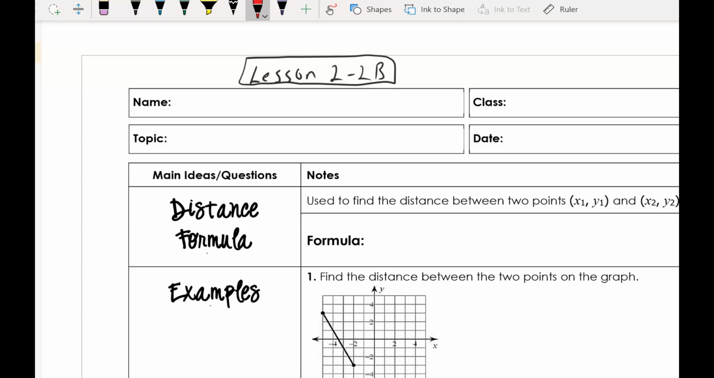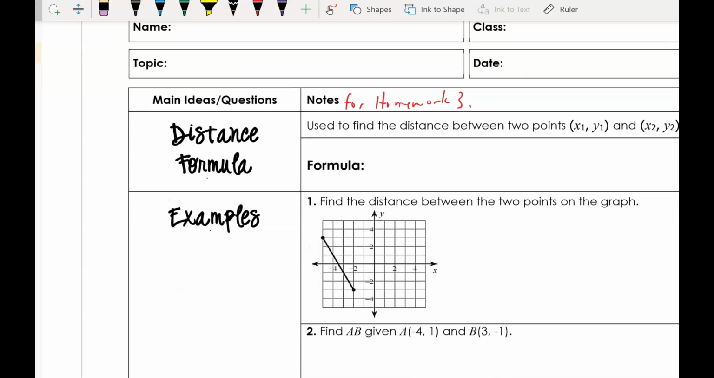This is lesson 2-2b. You should probably write that at the top of your paper. Find this in your weekly packet, and let's get started. This is to prepare you for homework 3, which is in the packet right here. But this is, like I said, lesson 2-2b in the module for week 2.